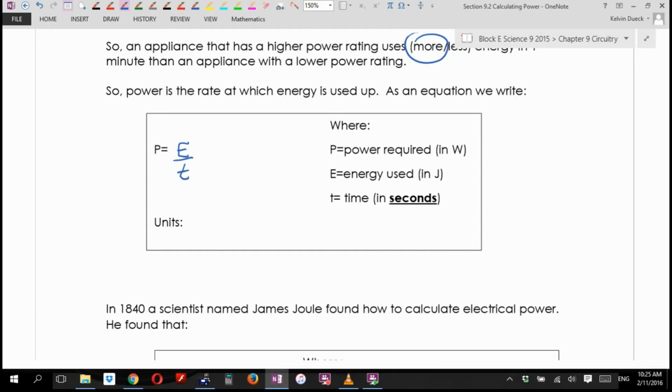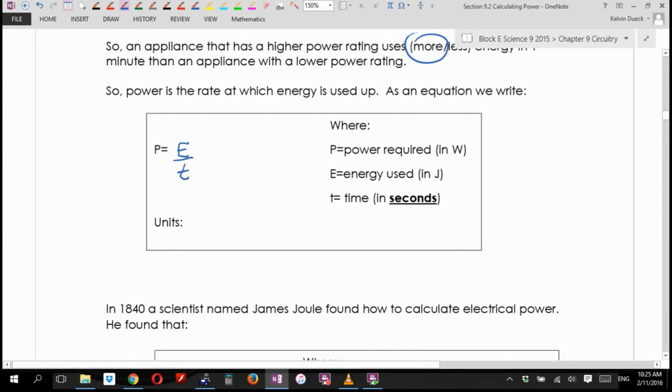Is that on your formula sheet somewhere? It is? Okay, but you'll notice what I haven't put on your formula sheet is what each of these letters mean. This is the part that you'll have to figure out and commit to memory, and I'm okay with that. P is power. E is the amount of energy used. And T is time. Measured in what?